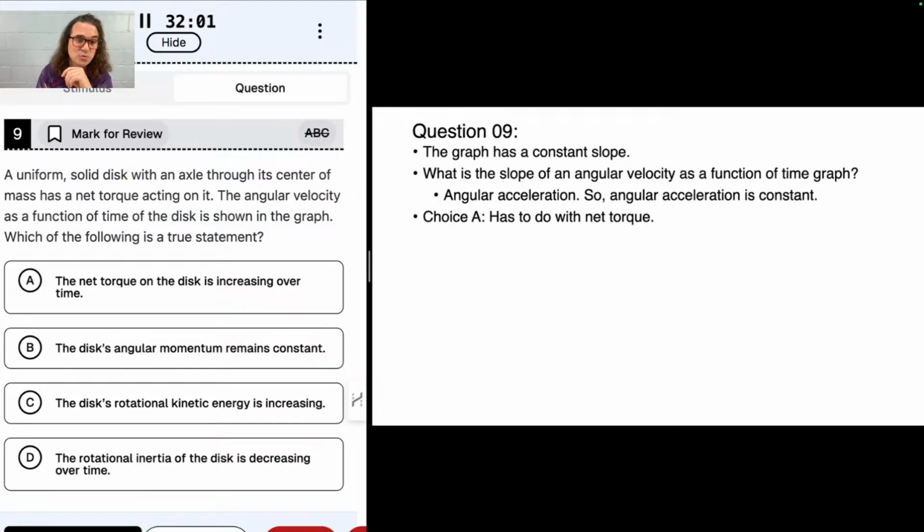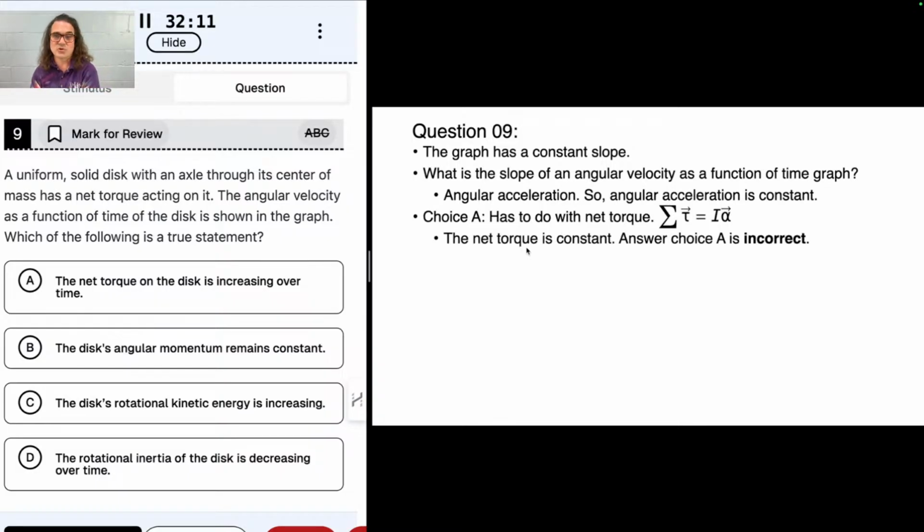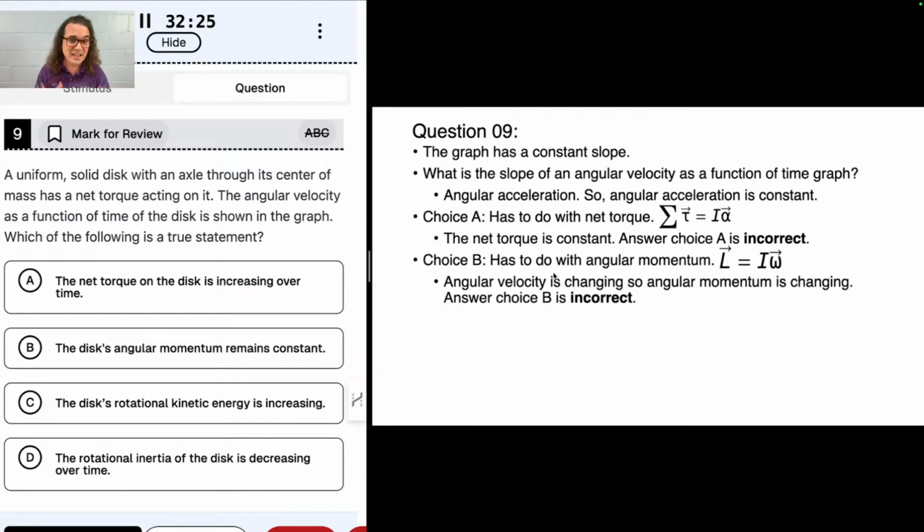Choice A has to do with net torque. So the net torque we know is equal to rotational inertia times angular acceleration. We know the angular acceleration is constant, so we know the net torque is constant. So answer choice A is incorrect. Answer choice B has to do with angular momentum. We know angular momentum of a uniform solid object is the rotational inertia times the angular velocity of the object. So the angular velocity is changing, so angular momentum is changing. Therefore, answer choice B is incorrect.